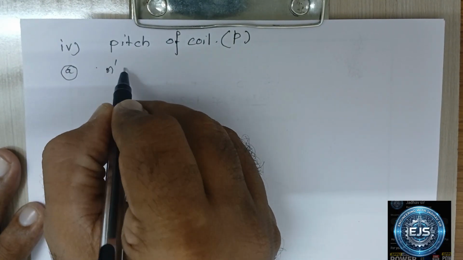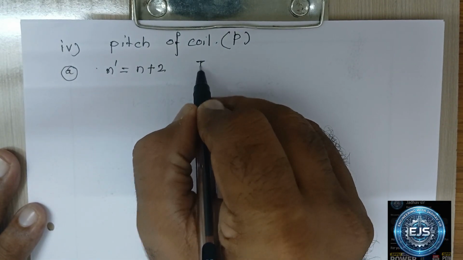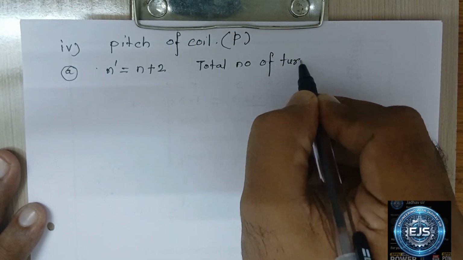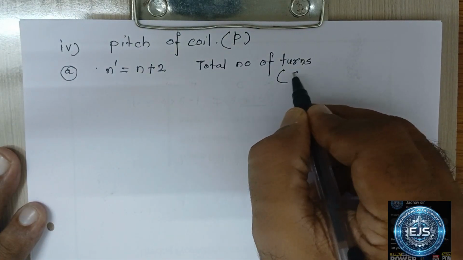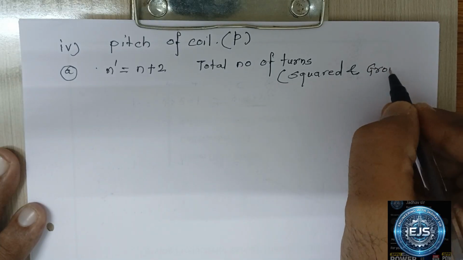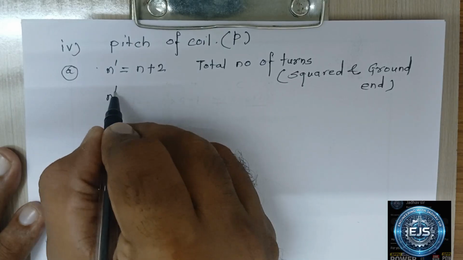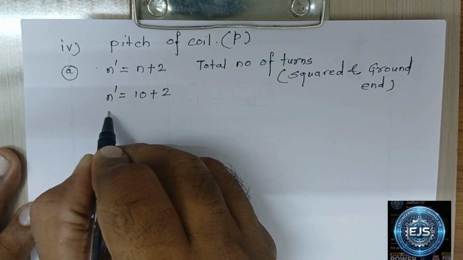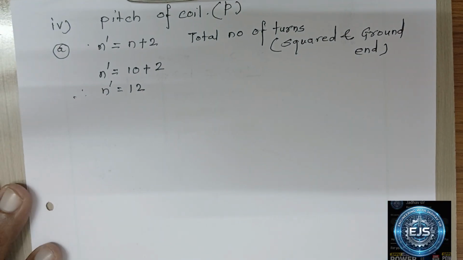So n dash is nothing but total number of turns, that is equal to number of active turns plus 2. Total number of turns in the helical compression spring is n dash equal to n plus 2, right? And this formula is for squared and ground end. So n dash is equal to number of active turns 10 plus 2. So n dash is equal to 12. Total number of turns are 12.